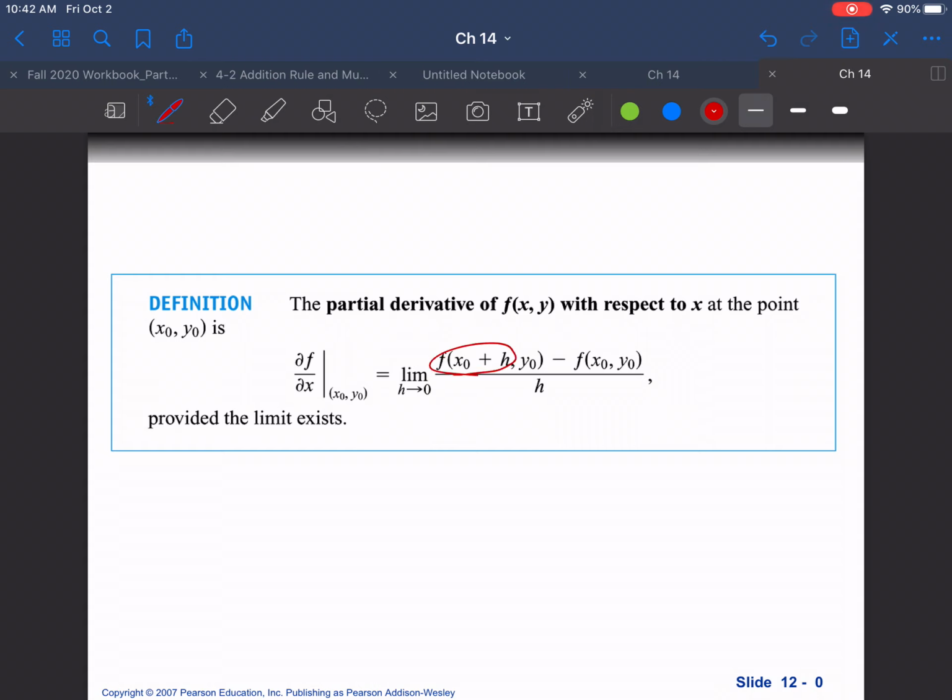All right, notice that we're only changing the x, not the y one here. And so that's a partial derivative with respect to x. In other words, what we are doing is holding y as a constant. So we're taking it such that y is a constant and seeing how the function varies with x.